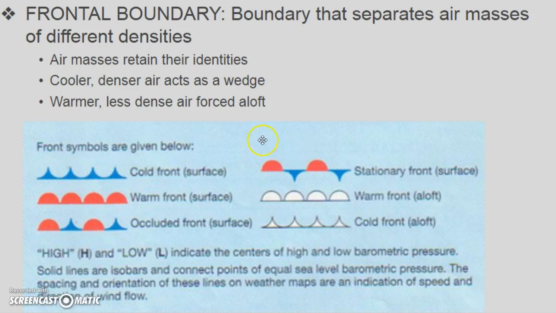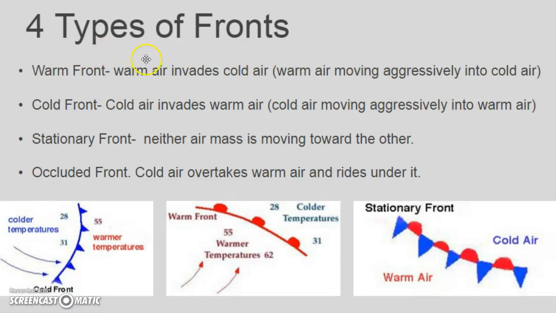So these are just another way of depicting those frontal boundaries that we've looked at. Moving on, the four types of fronts that we will study. A warm front, where warm air is invading cold air. Warm air is what I'm going to call moving aggressively into cold air. And a cold front is where cold air invades warm air. That cold air is moving aggressively into warm air.